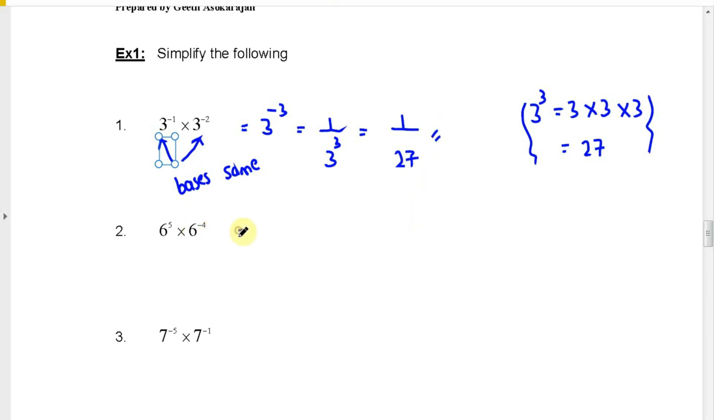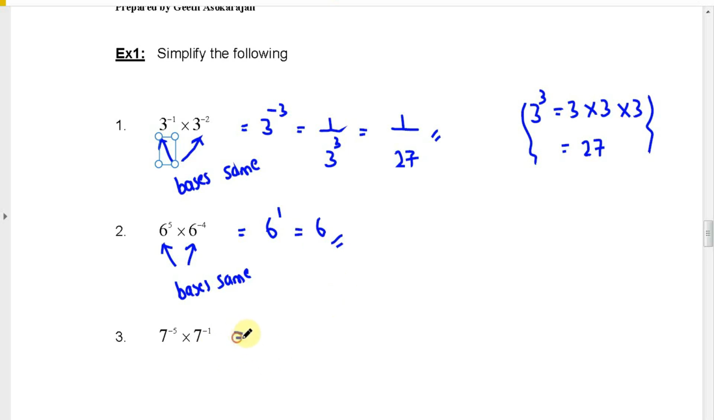Now for this one. 6 to the power 5 times 6 to the power minus 4. So the bases are the same. And we're multiplying, so it's going to be 6 to the power, add the powers, 5 plus minus 4. 5 minus 4 is 1. And 6 to the power 1 is simply 6.